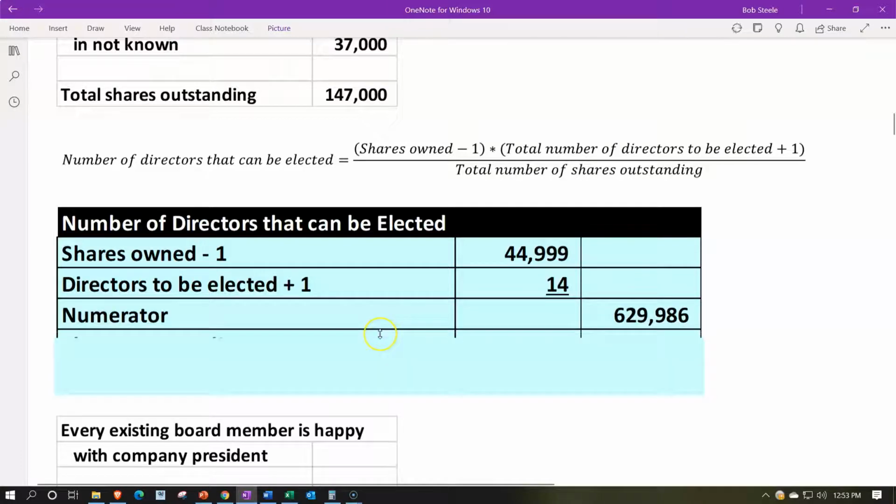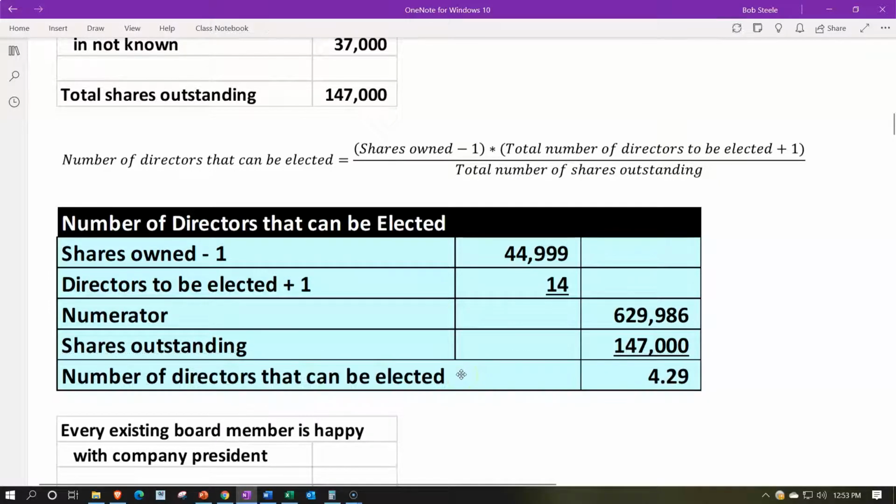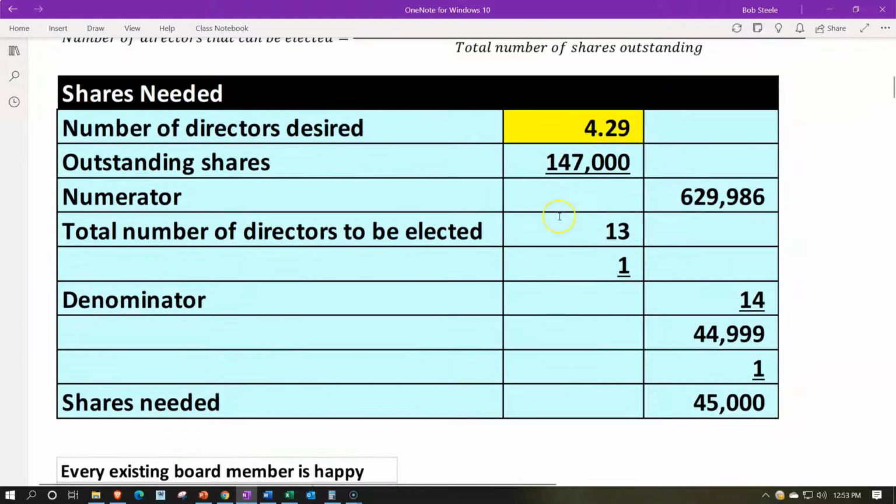That would be 14. And we're going to multiply that out. So the 44,999 times 14 is 629,986. And then the denominator, total number of shares outstanding, 147,000. Dividing that out, we once again get to the 4.29. So that's the same 4.29 that we had above.